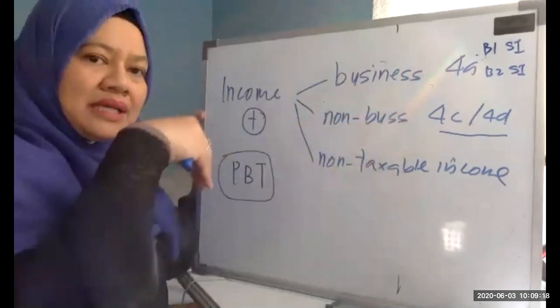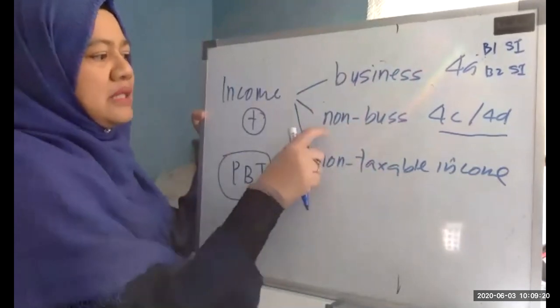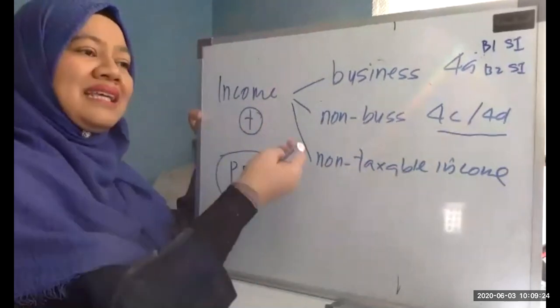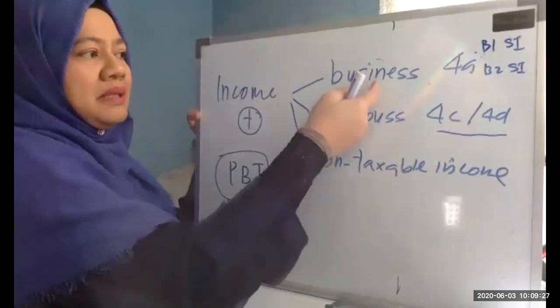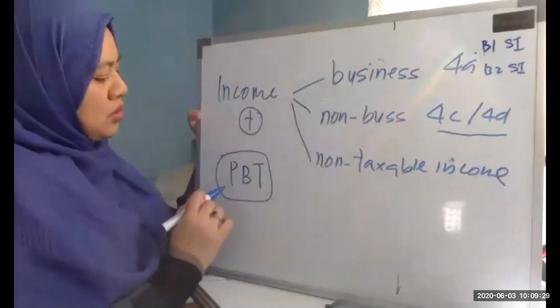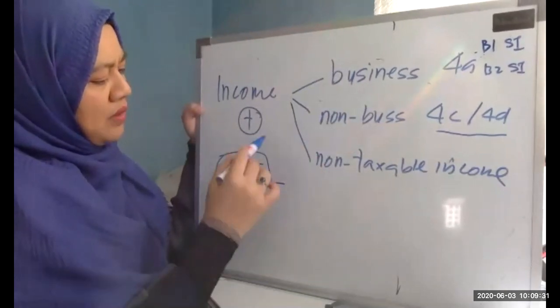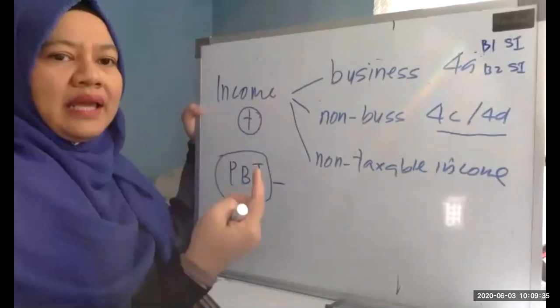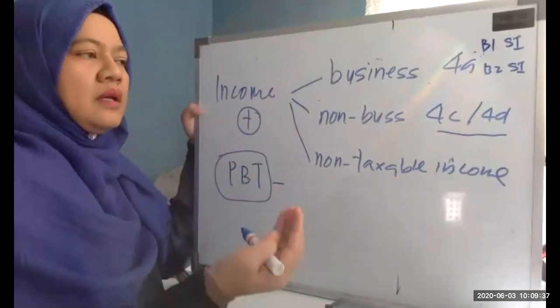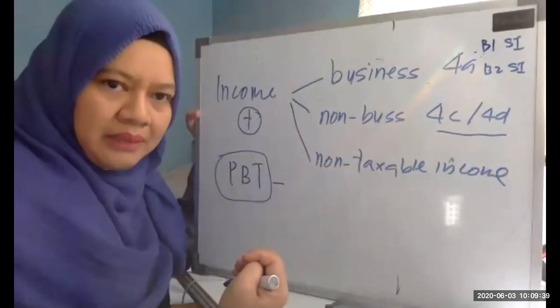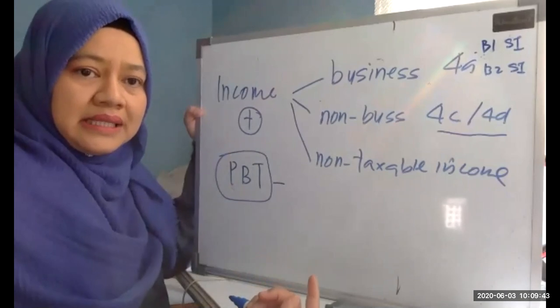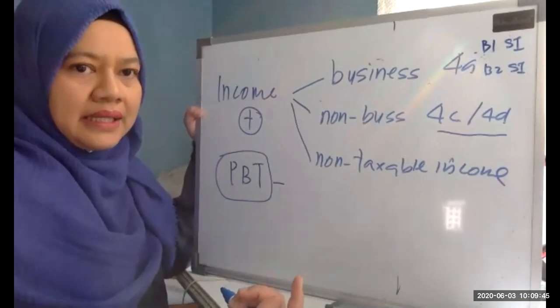Then only you assess it. It's still taxable because it's under section 4C and 4D. It's just that you have to take it out from your business income. So you first assess your 4A business one, then your 4A business two, and then you assess how much is your non-business income. Then only you come to your aggregate income.